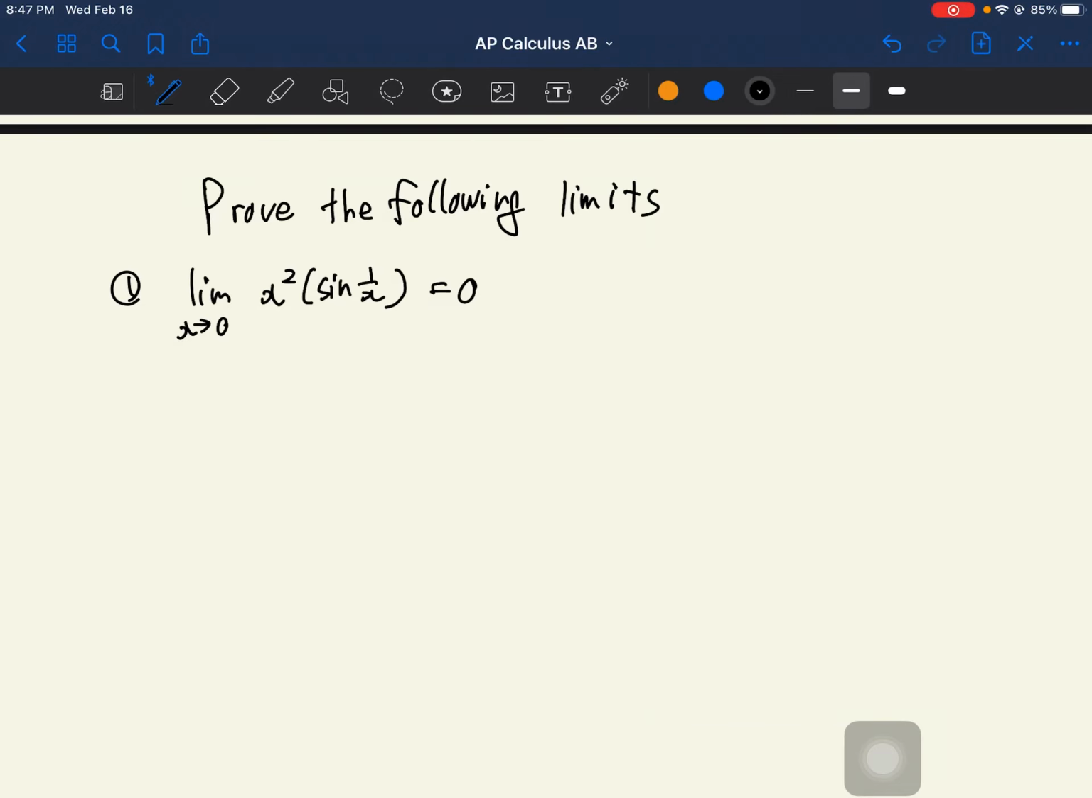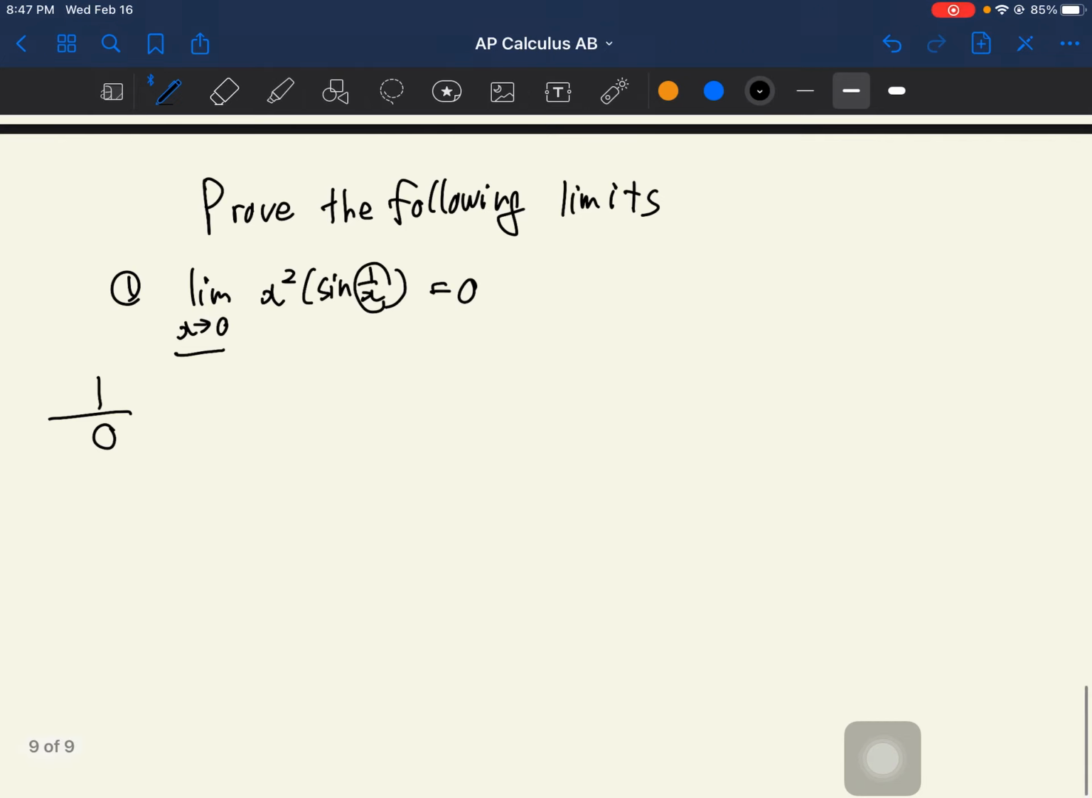Today I'm here to explain this question. Prove the following limit: the limit as x approaches 0 of x squared times sine 1 over x is equal to 0. This looks a little bit easy, but it's a bit tricky because you're probably going to plug 0 into this function, but in mathematics you can't have 0 in the denominator of a fraction. So it cannot be like that, 1 over 0.